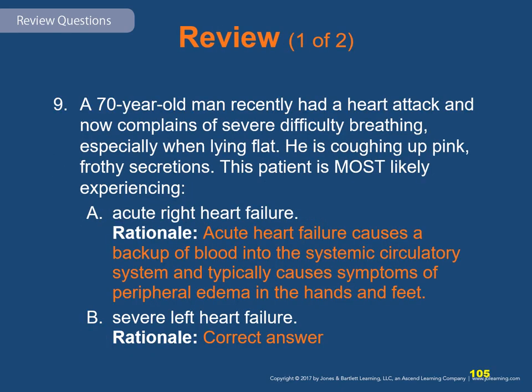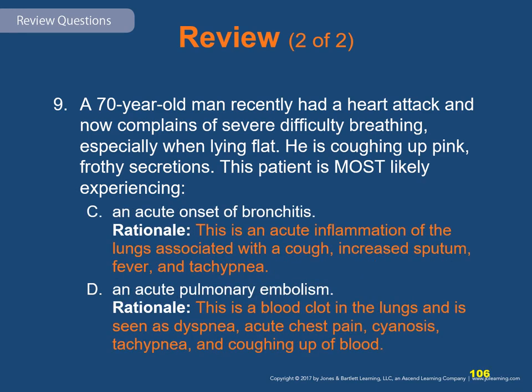Acute right heart failure causes a backup of blood in the systemic circulatory system and typically causes symptoms of peripheral edema in the hands and feet. B is the correct answer. Acute onset of bronchitis is an acute inflammation of the lungs associated with cough, increased sputum, fever, and tachypnea. An acute pulmonary embolism is a blood clot in the lungs and is seen with dyspnea, acute chest pain, cyanosis, tachypnea, and coughing up blood.